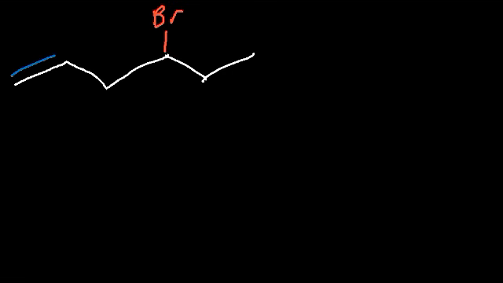Here's a question for you. Let's say we have a bromine atom, and let's say we have a double bond on this side. What's going to happen if we add hydroxide or sodium hydroxide to it?